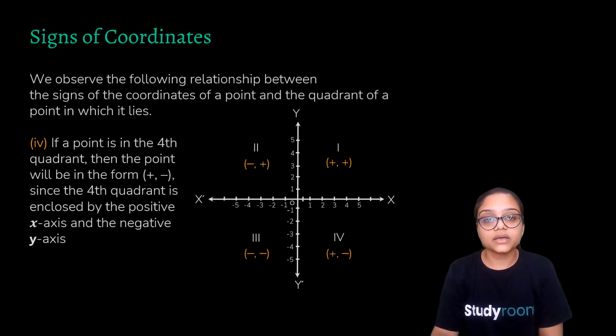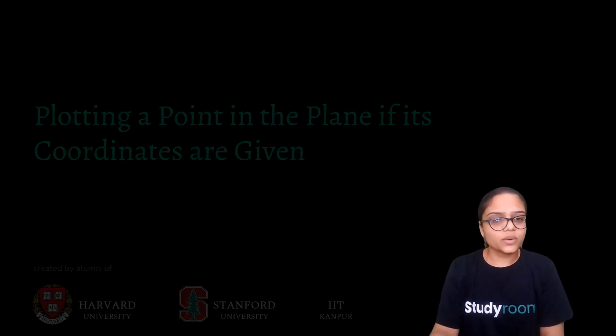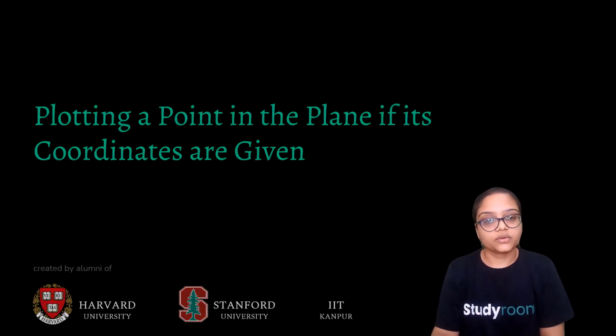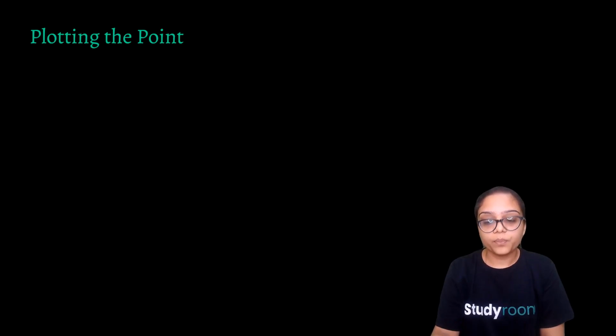So just learn about the signs of the quadrants. It's really helpful if you learn this in this class, because in further classes you will have complex questions on the same. So it's quite easy. You just need to see the x-axis and y-axis at the time of drawing. Okay, now plotting the point.